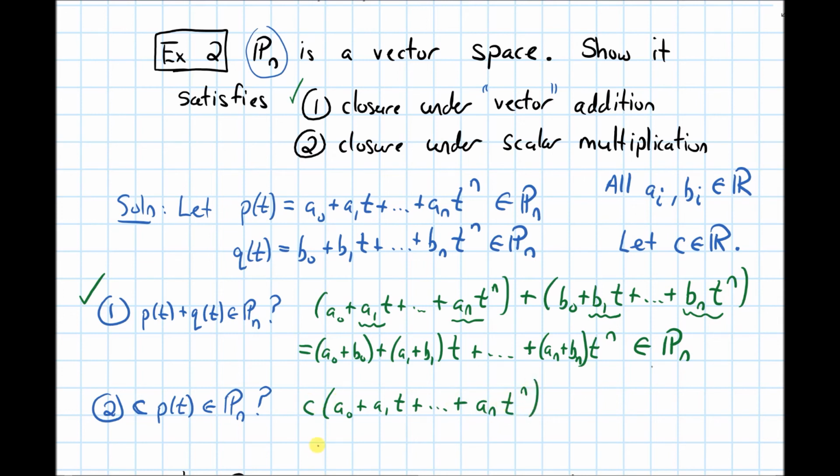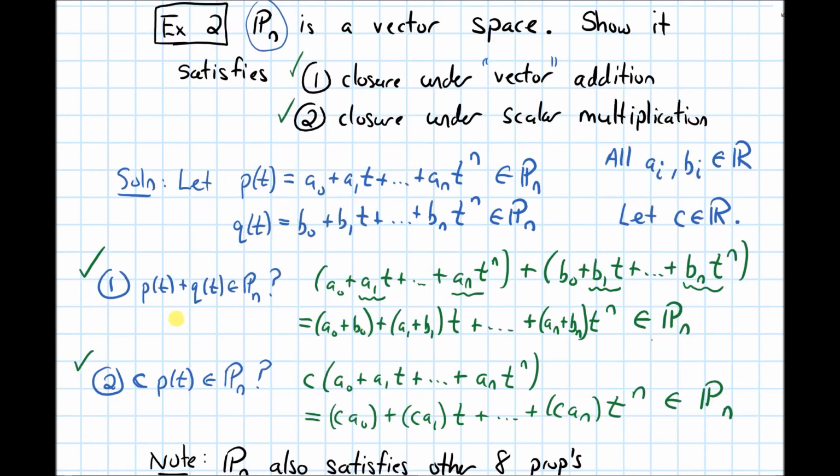So if we multiply this, we have to distribute. So we'll get c times a naught plus c times a1 times t plus dot dot dot plus c times an t to the n. I get this after I distribute the c in. But this is still a polynomial, and it has degree at most n. So this is an element of Pn. That means my set Pn is closed under scalar multiplication. So property number 2 is also true.